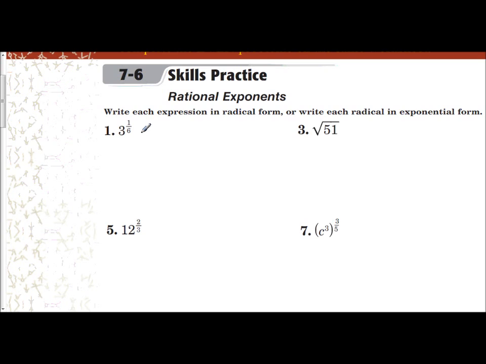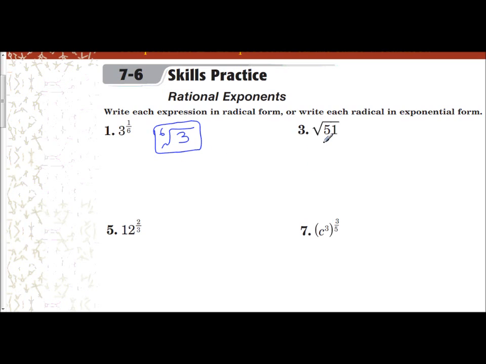So if I look at number 1, I am given 3 to the 1/6. So I'm given it in exponential form, so I need to write it in radical form. To write it in radical form, remember the first thing you do is look at your denominator. It's 6. Now what that tells me is I'm dealing with the 6th root of my base, which is 3. Now since the exponent is 1, I don't need to worry about it, and so my final answer is the 6th root of 3.